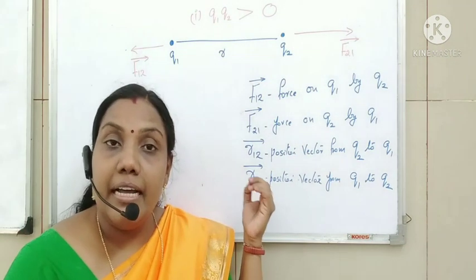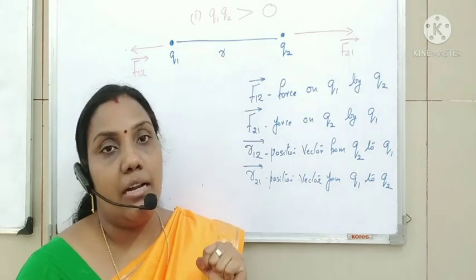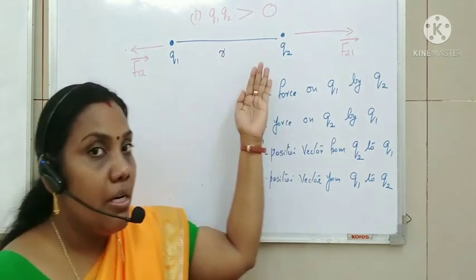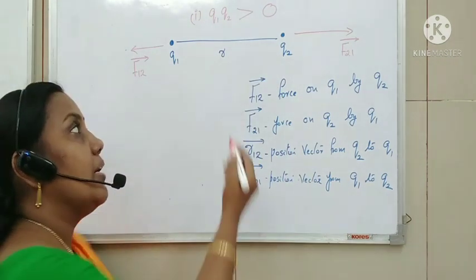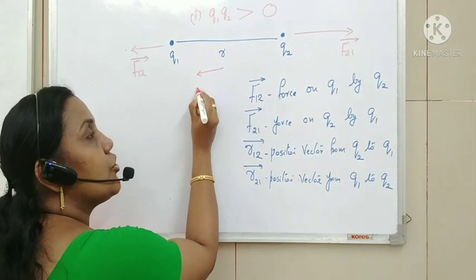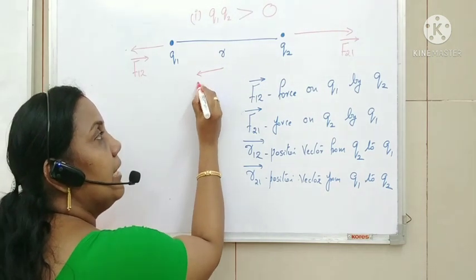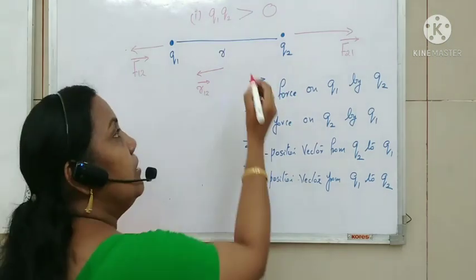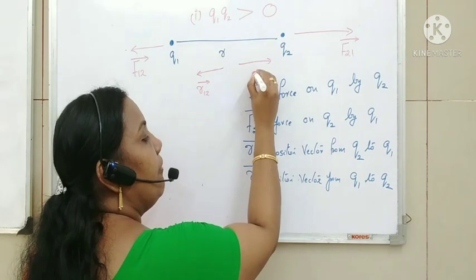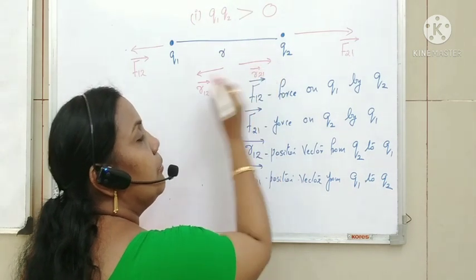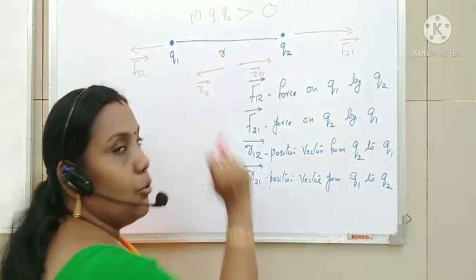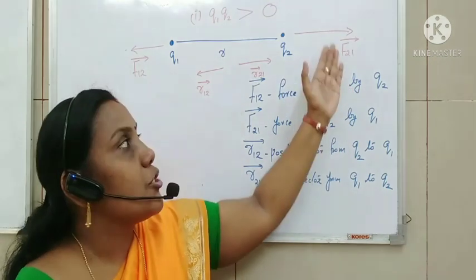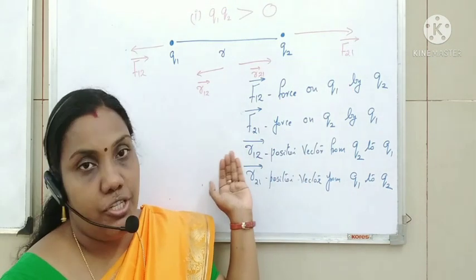Similarly, how will you represent the direction of vector R12 and vector R21? Vector R12 means the position vector from Q2 to Q1, so this represents the direction of vector R12. Vector R21 is the position vector from Q1 to Q2, so that is the direction of vector R21. So in the figure, the directions of the two force vectors and the two position vectors are clearly explained.